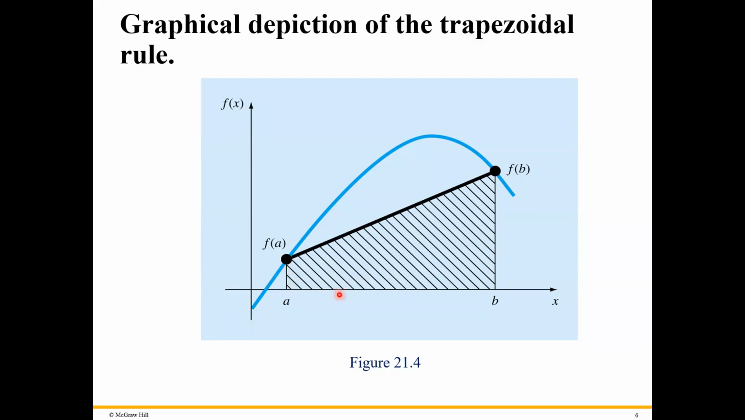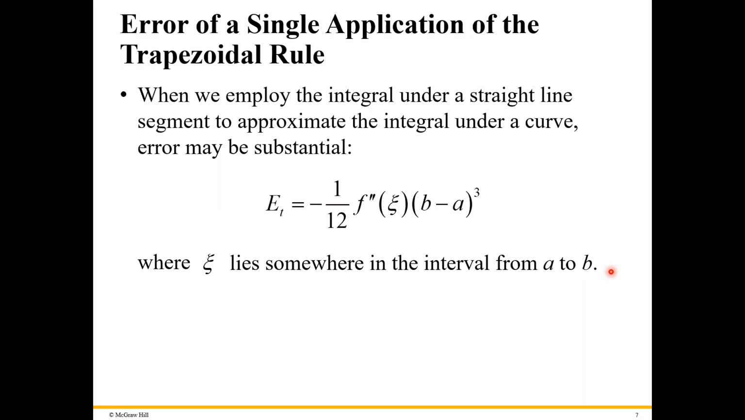This area of the trapezoid we can find very easily by taking the average of these two sides, that is this vertical side and this vertical side. We can take the average and then multiply by the distance between these two sides, b minus a. That is the area of the trapezoid. So if we remember this figure, then you can very easily find the integral by the trapezoidal rule.